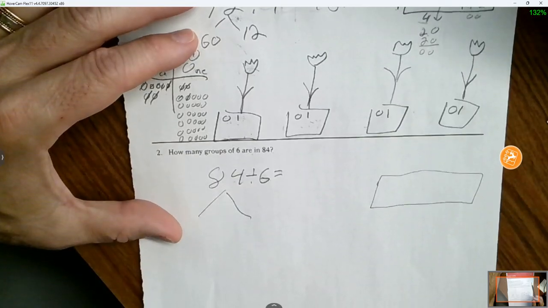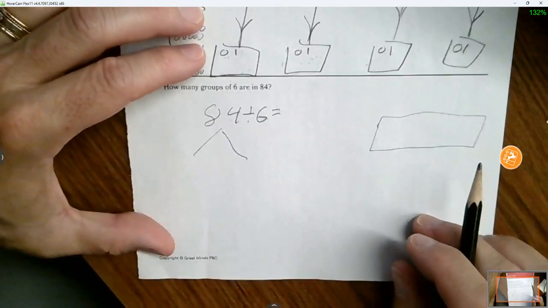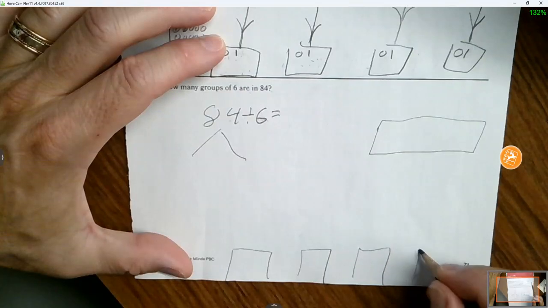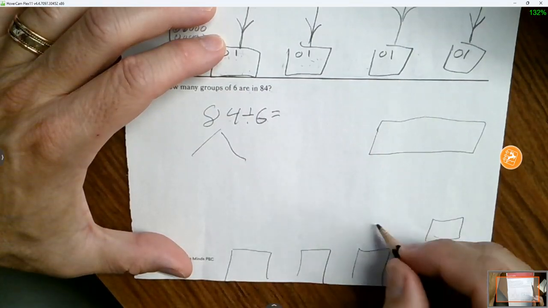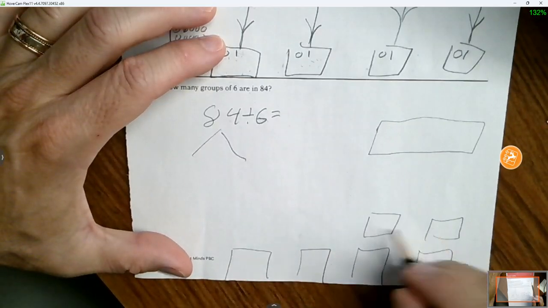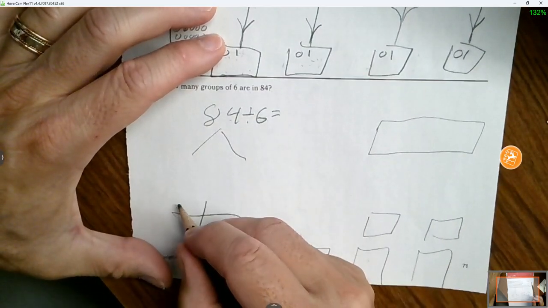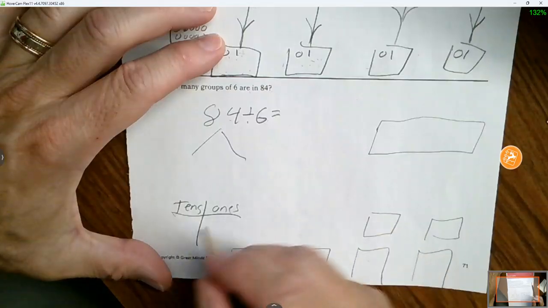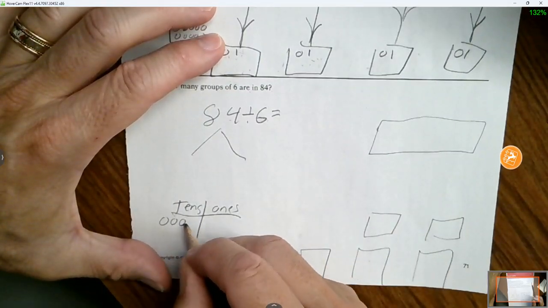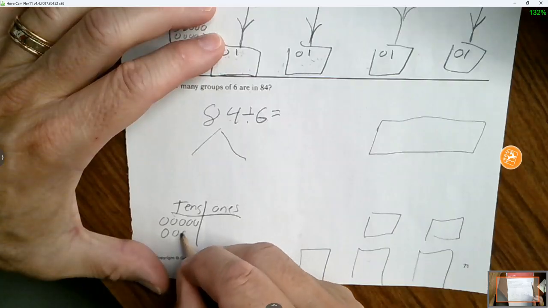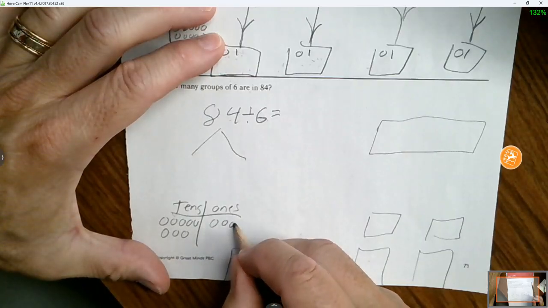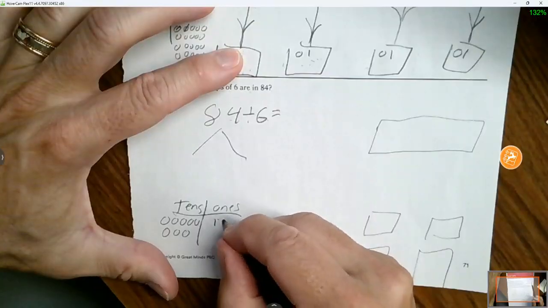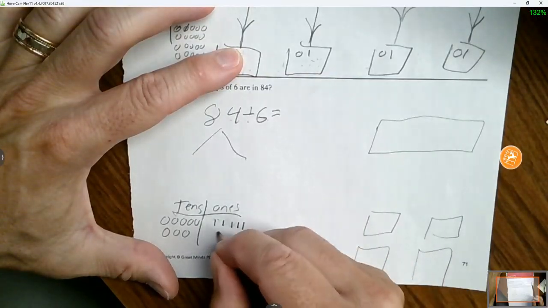Let that one help you. If you want to do the bottom, I'll go up a little bit. If you want to give me 6, one, 2, 3, 4, 5, 6, and you want to break it down this way: tens, ones. So you'd have 1, 2, 3, 4, 5, 6, 7, 8. 1, 2, 3. I did what I'm telling you guys not to do. We'll do it like this. 1, 2, 3, 4, 5, 6.